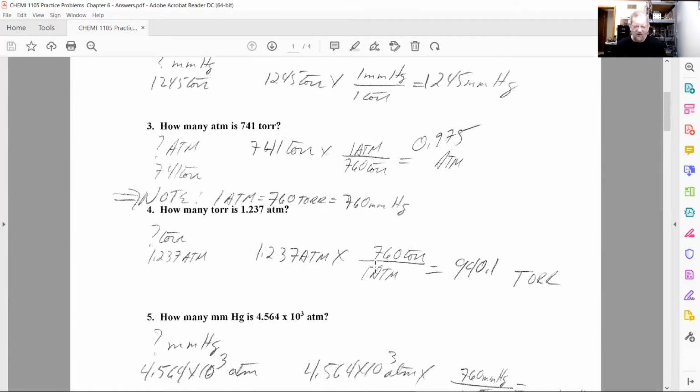We're trying to get to torr, and you're given atmospheres. So this is the only number we have to start with. Torr goes on top of this ratio using your good buddy, unit analysis, and atmospheres goes underneath. Now, where do we get these numbers? Well, I have it written up here. It's also in the important information: 760 torr equals 1 atmosphere. These are exact numbers. Notice this is 4 significant figures, and my answer is 4 significant figures.